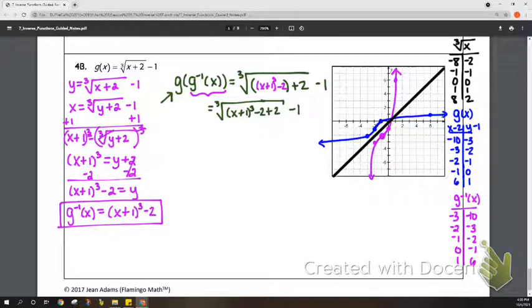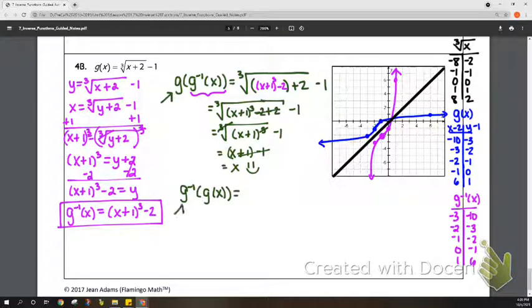Our 2's will cancel. So we have the cube root of x plus 1 cubed with the minus 1 at the end. The cube root and the cube cancel. So now we have the x plus 1 and the minus 1. Well, no. Excuse me, I don't really need parentheses, so the 1's cancel. And so we're just left with x, which is what we wanted. So then we've got to do it the other way. So we're going to find the inverse of g of x.